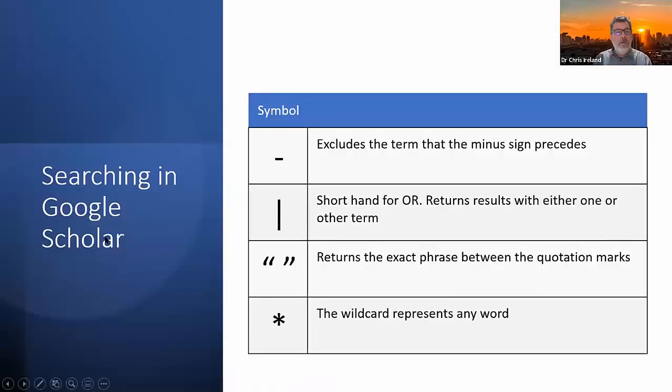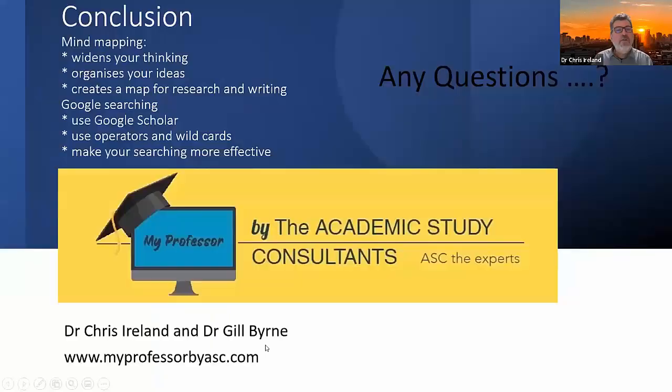with a short conclusion. So Jill spoke to you about mind mapping. So in mind mapping, that stops you from staying in that traditional straitjacket of assignment planning. It helps you to widen your thinking. It helps you to organize your ideas and see how ideas relate to each other, and helps you to create a map that's useful for your research and your writing that you can come back to.